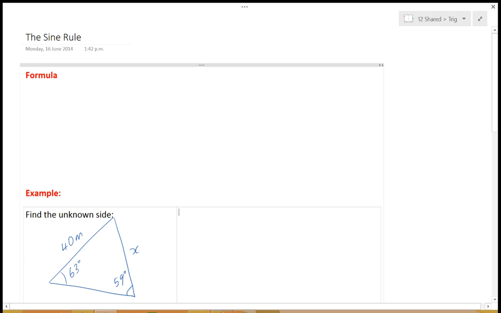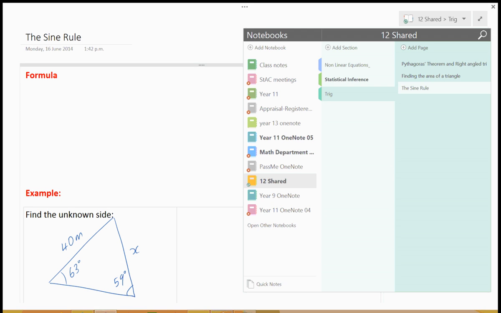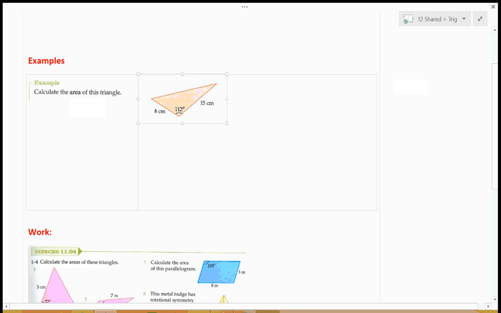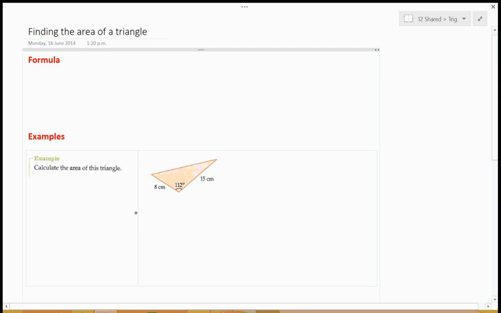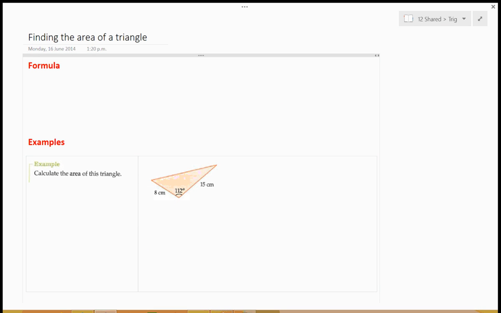So here we are, Year 12s. We're going to look at finding the area of a triangle today. Now, from your knowledge from Year 9 and Year 10, can anyone tell me the general formula for the area of a triangle? Base times height. That's close. Yep. Half base times height.